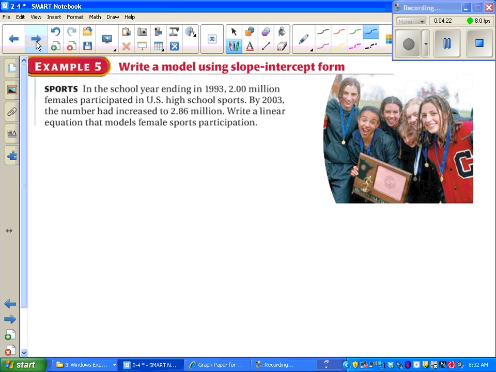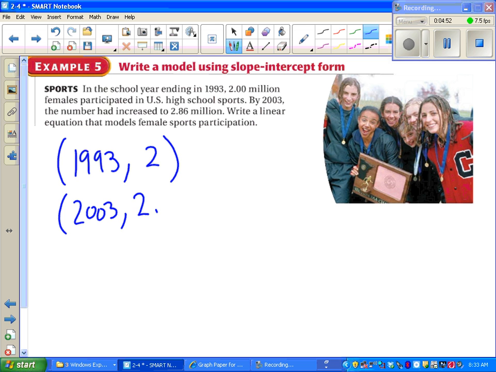Go ahead and pause the video and read this for understanding. Figure out what you're supposed to do. Looks like we're given a scenario where we're given a year paired with how many females participate in high school sports. For instance, in 1993, we've got 2 million people. We've got to be mindful of our units here before we give a final answer. Later, we see in 2003, we're up to 2.86 million.